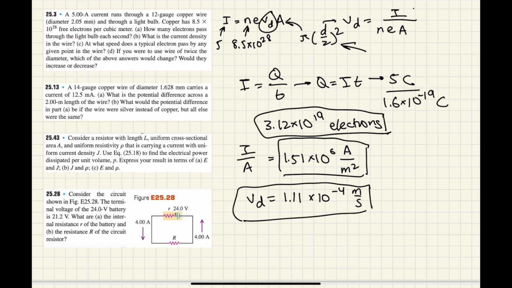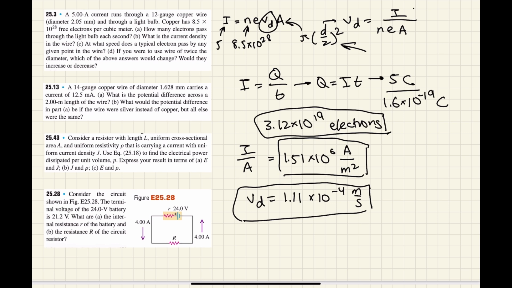D, if you were to use a wire of twice the diameter, which of the above answers would change? Okay, how many electrons pass through the light bulb each second? Nope, that only depends on current and time and the charge of an electron. So that would stay the same.